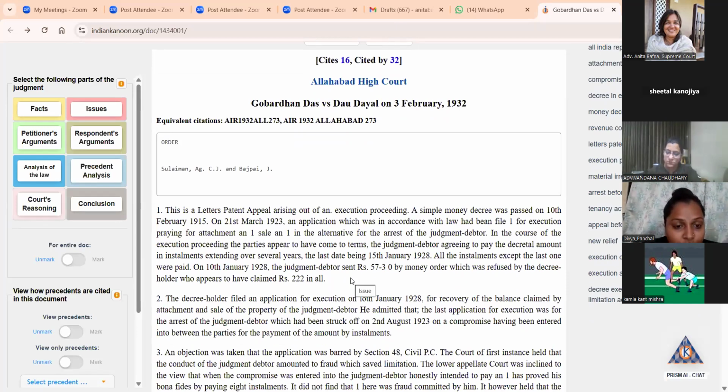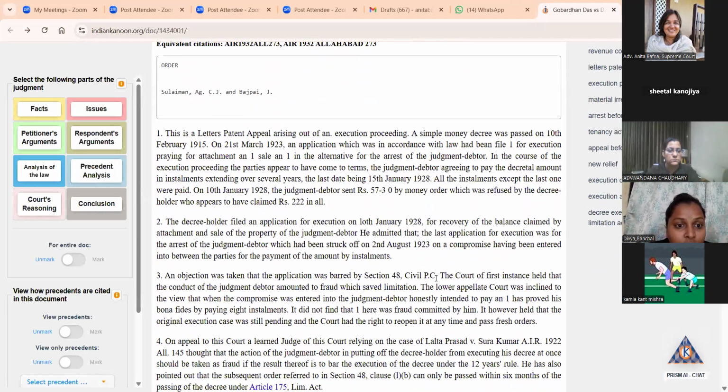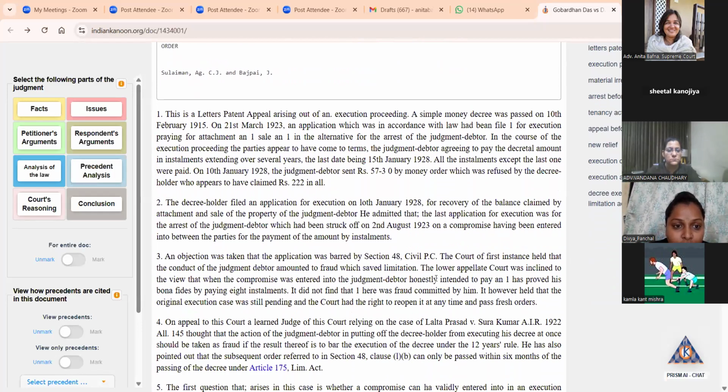In the course of the execution proceeding, the parties appear to have come to terms, the judgment debtor agreeing to pay the decretal amount in installments extending over several years, the last date being 15 January 1928. All the installments except the last one were paid. On 10th January 1928, the judgment debtor sent rupees 57 by money order, which was refused by the decree holder, who appears to have claimed rupees 222 in all. The decree holder filed an application for execution on 10th January 1928 for recovery of the balance claimed by attachment and sale of the property of the judgment debtor.